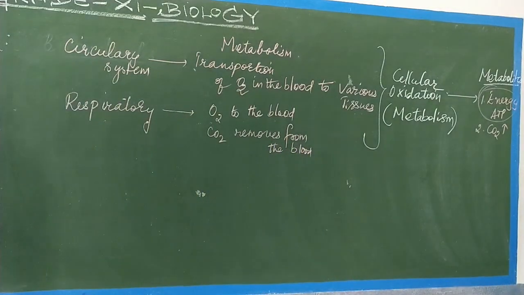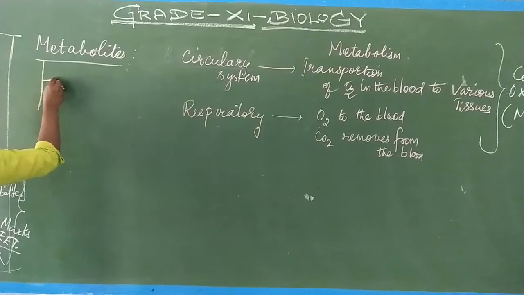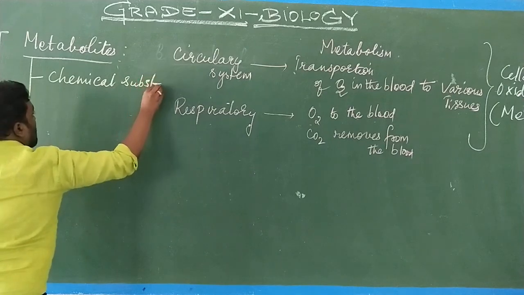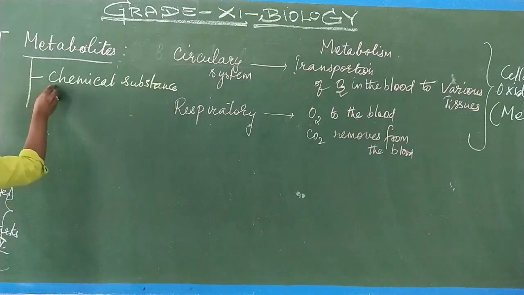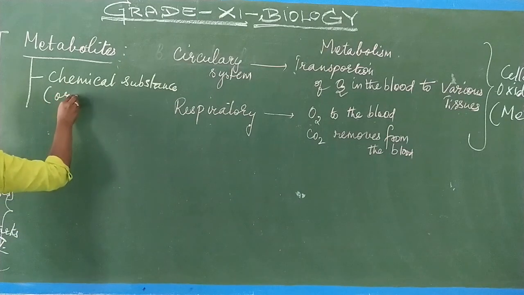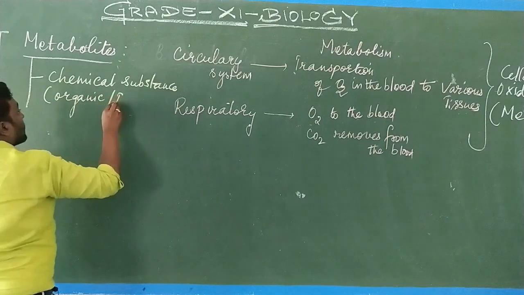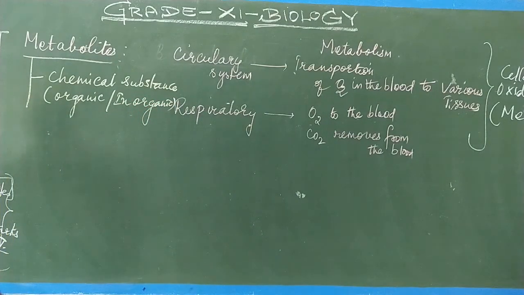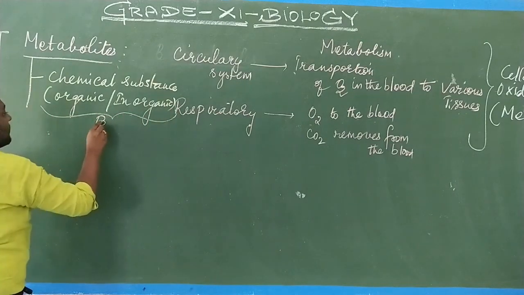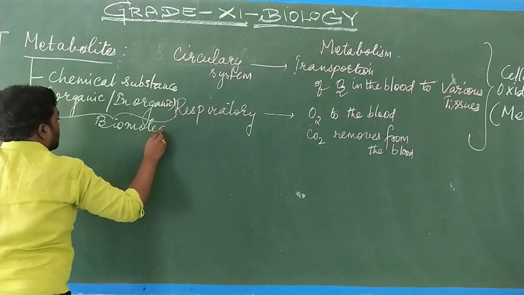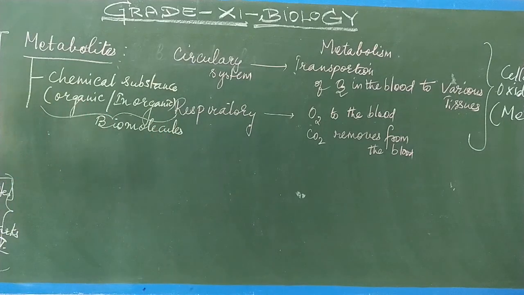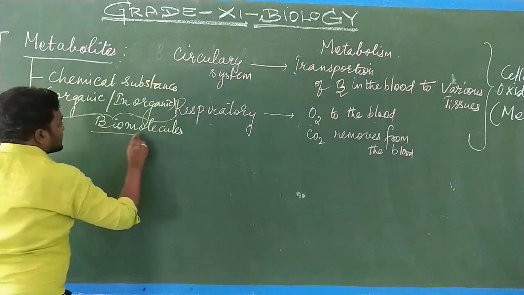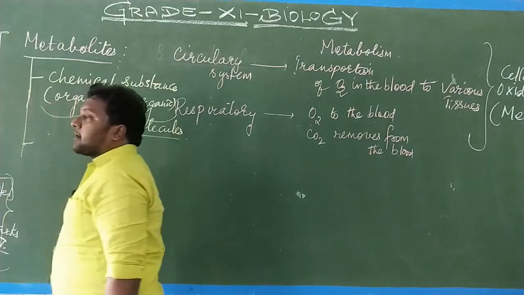What is a metabolite? The metabolite is a chemical substance. What type of chemical substance? Either it can be organic or otherwise inorganic. Actually this is also going to be the biomolecules. It is a chemical substance which is a combination of organic and inorganic residues, which we are calling biomolecules. This is the first point. It is a chemical substance.